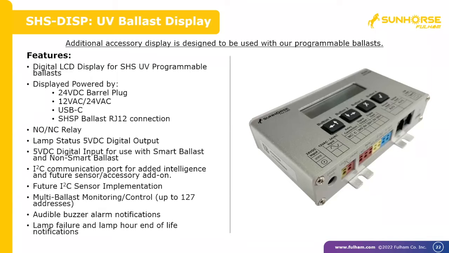The display also has the ability to use the digital input as a standalone hour counter. So what this means is you can take a non-smart ballast that has a 5-volt output for the lamp indicator, feed that into the display, and you're able to now track your lamp hours and set alarms and triggers for that as well.